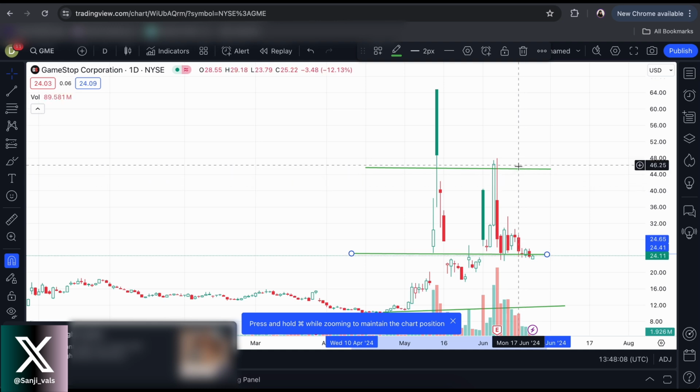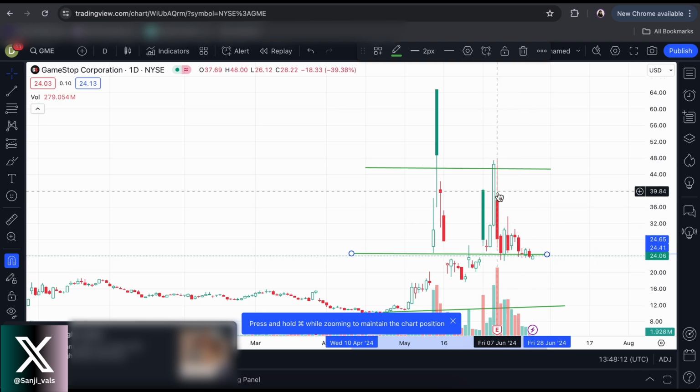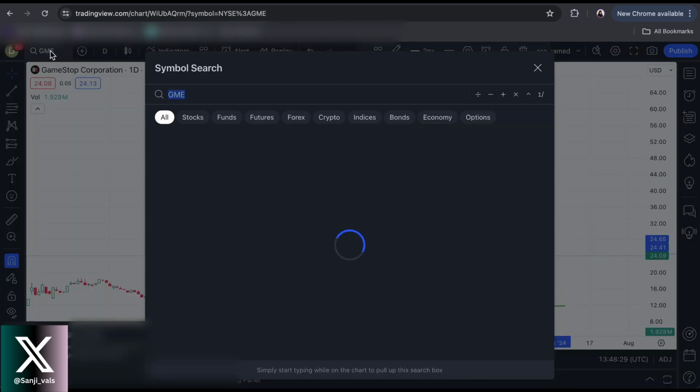Let's see another stock for more risk averse investors, for investors who want less risk. Let's say the NVIDIA shares. A lot of people were talking about NVIDIA shares recently, and now you can analyze it with ease.